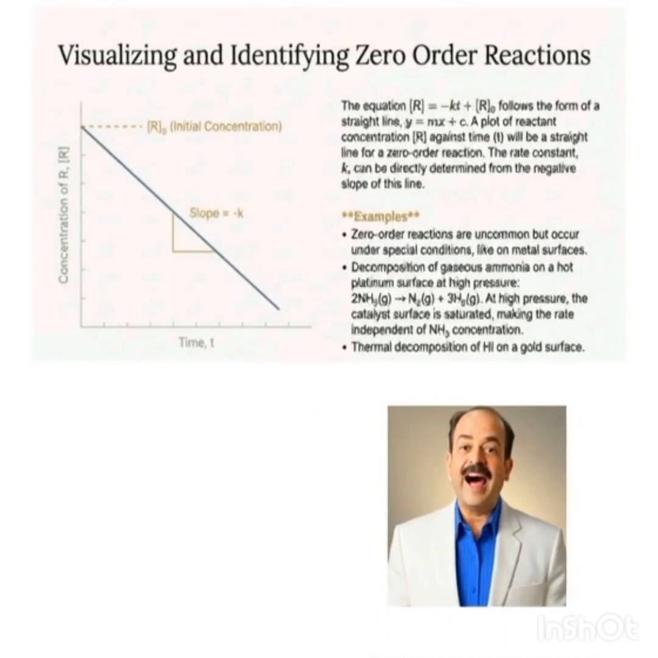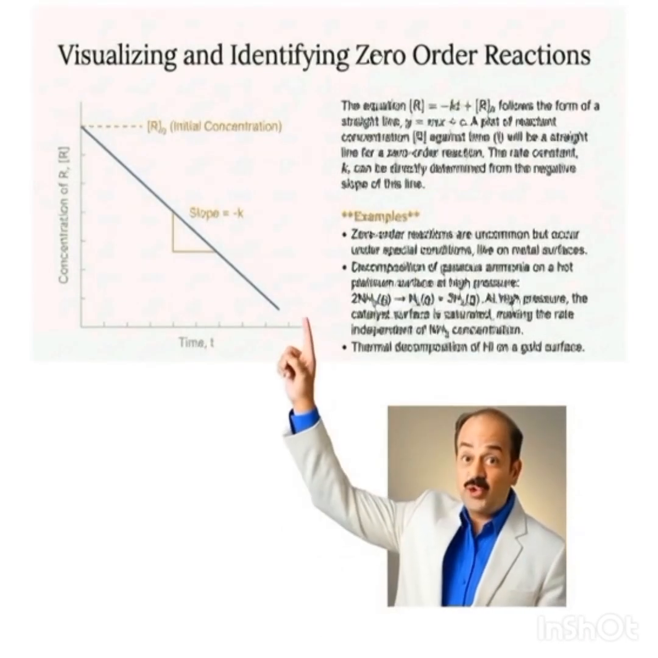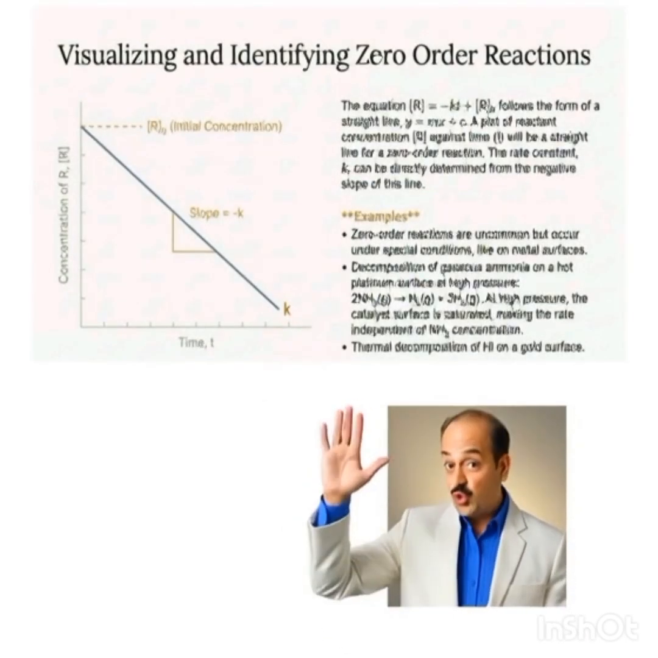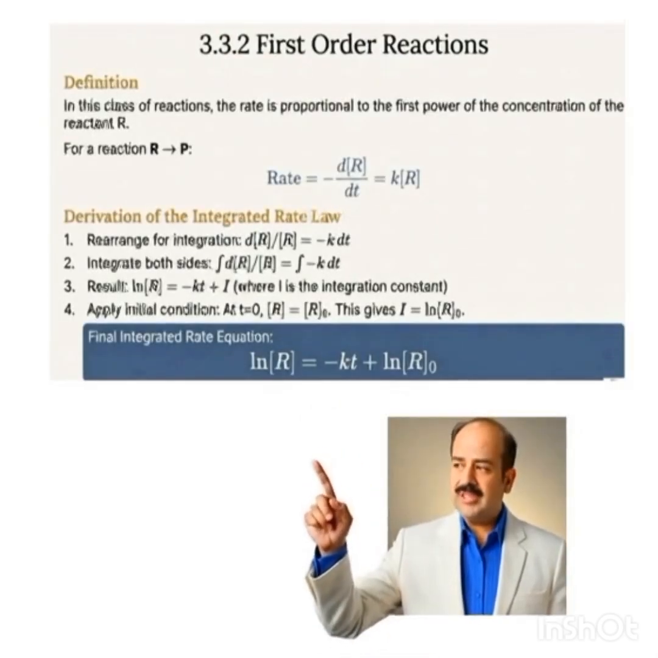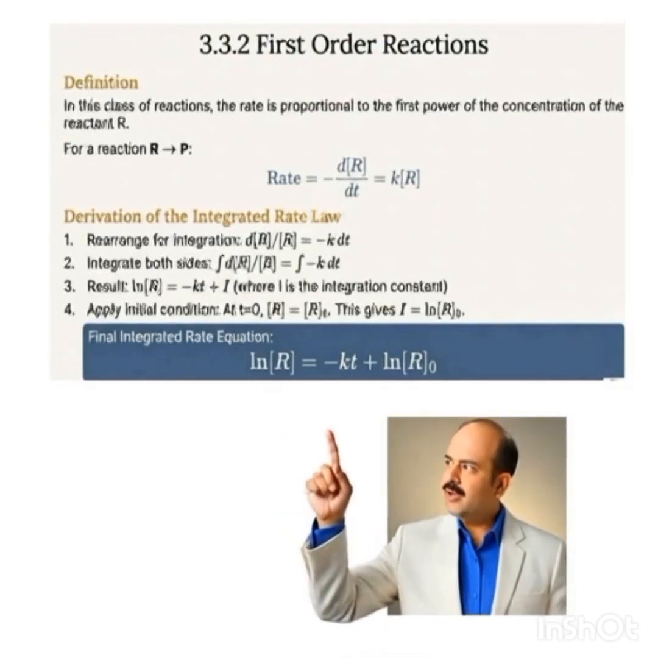Let us look at this graph for zero-order reactions. The line is straight with a slope of negative k. This shows constant rate. Section 3.3.2, the rate is proportional, integrated ln R equals minus kt plus ln R naught.